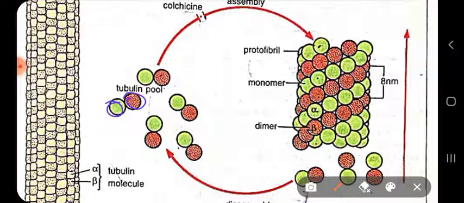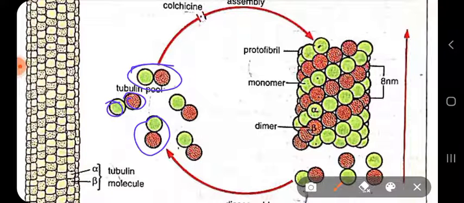Okay, now it has been mentioned that alpha tubulin and beta tubulin must have evolved from the same ancestral protein. These tubulins, alpha tubulin and beta tubulin, form dimers. You can say better, they form heterodimers, not homodimers. Here you can see one alpha tubulin and one beta tubulin form a dimer.